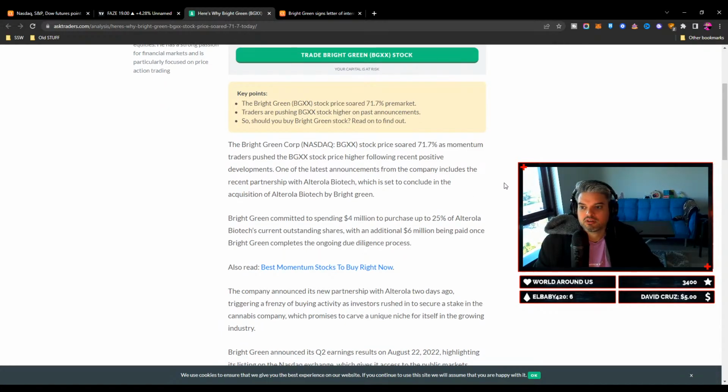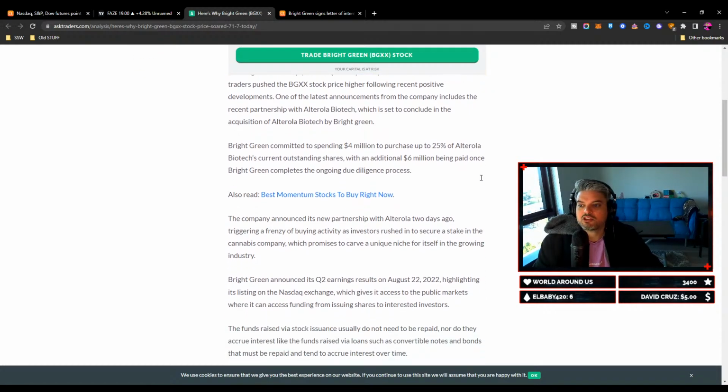The Bright Green Corp stock price soared 71% as momentum traders pushed the BGXX stock price higher following recent positive developments. One of the latest announcements from the company includes the recent partnership with Alterola Biotech, which is set to conclude in the acquisition of Alterola Biotech by Bright Green. Bright Green committed to spending $4 million to purchase up to 25% of Alterola Biotech's current outstanding shares, with an additional $6 million being paid once Bright Green completes the ongoing due diligence process.